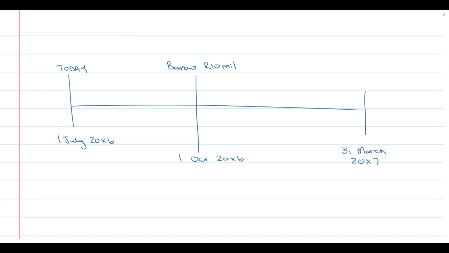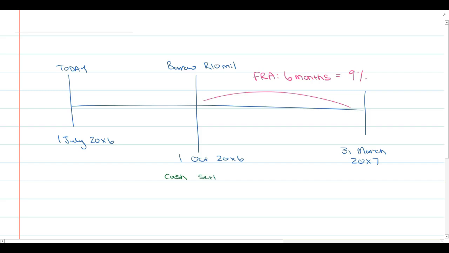So over here we've got a 6-month forward rate agreement. And during that period we are told that they are going to fix the rate at 9% in terms of that forward rate agreement. We also know that cash settlement is going to take place on the 1st of October 20x6. So that's all of the information I've been provided with.